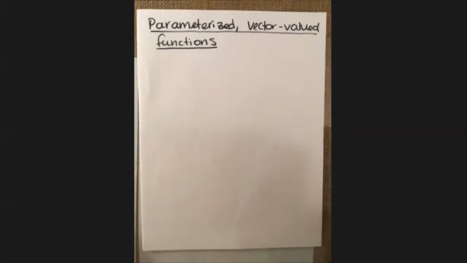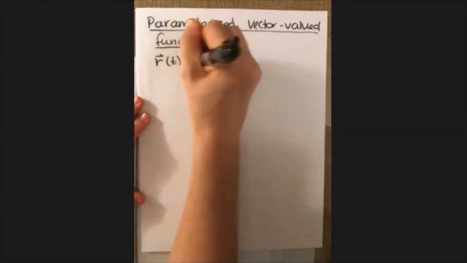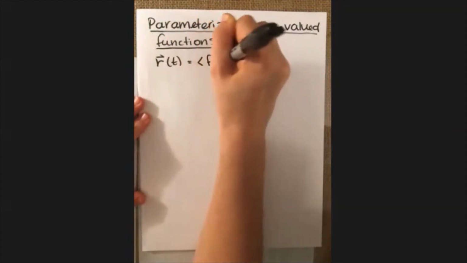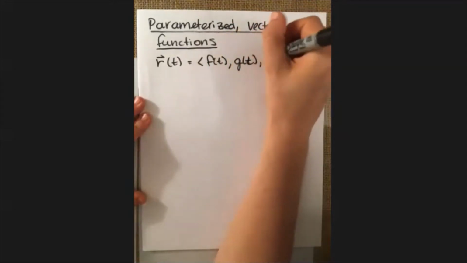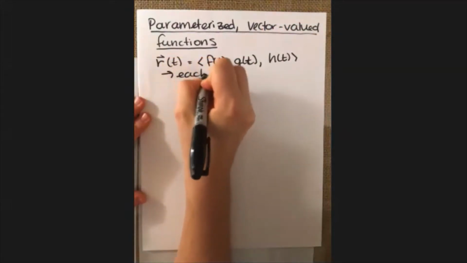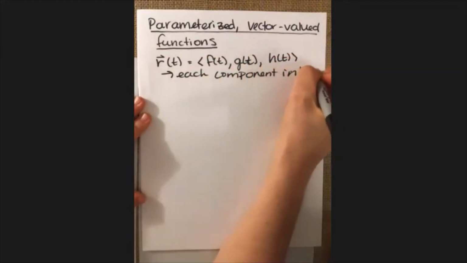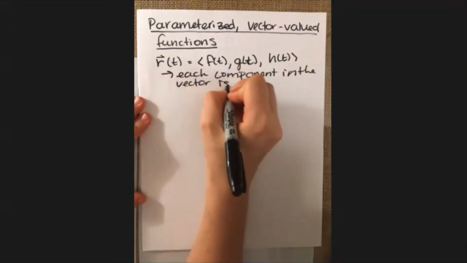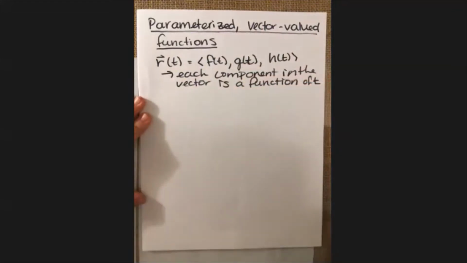Welcome back. In this video, we're going to go over some examples of what parameterized vector valued functions look like. Just to give an idea of generally what these look like, it's when we have a vector r of t, which is described by each of its components using functions of t. So each component in the vector is a function of t, a single input.